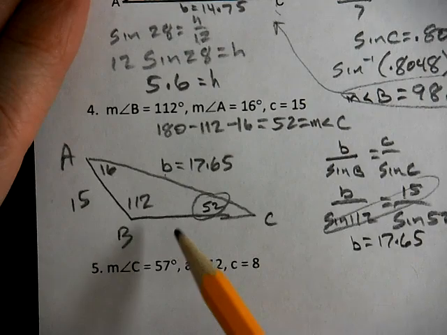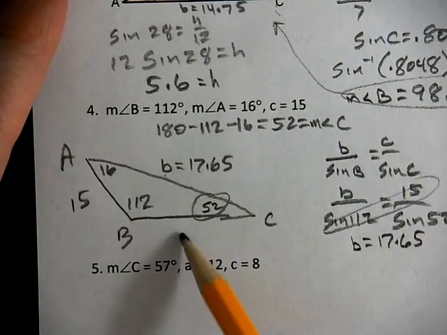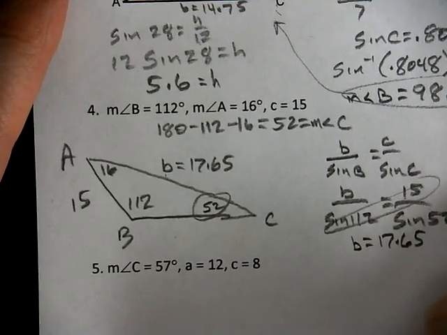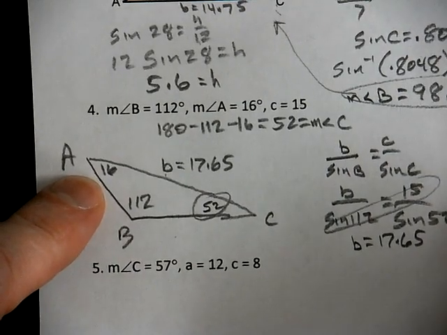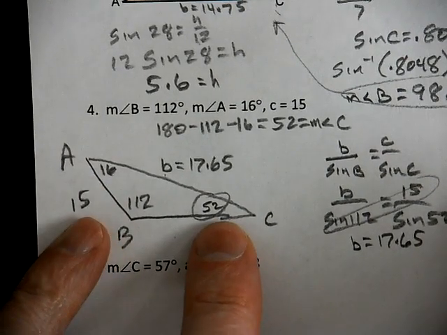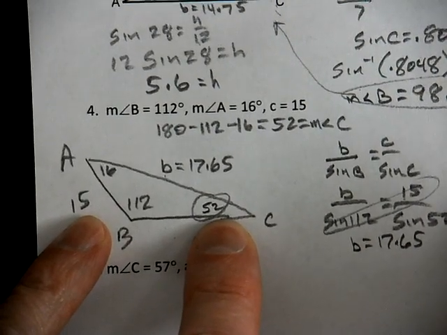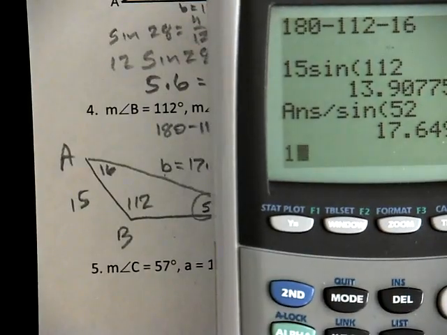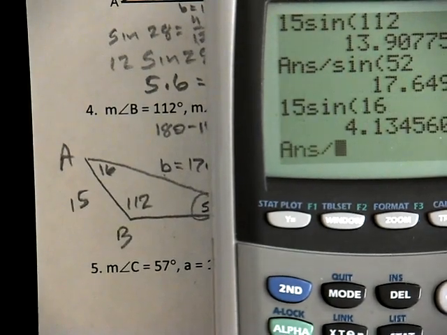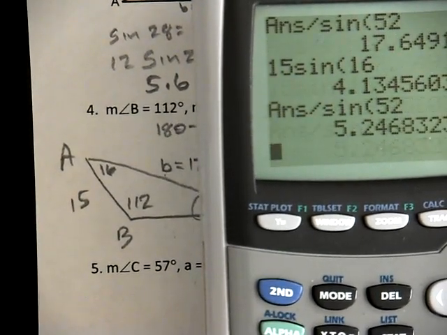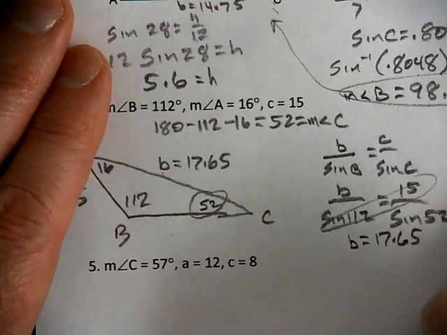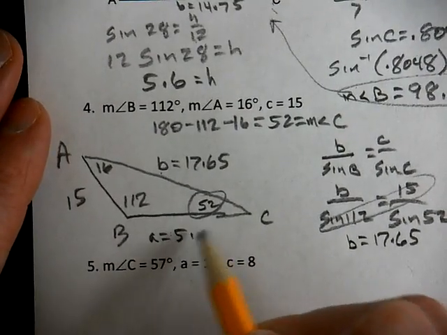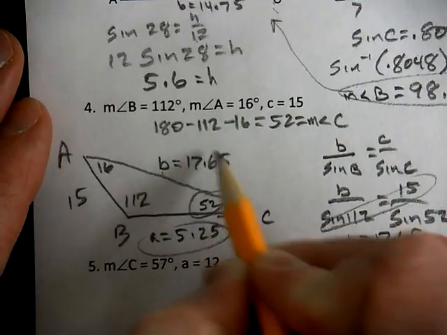So now we'll see if this one makes sense. We're going to calculate the missing side, so side A. So side A over the sine of 16, that's a smaller angle, equals the 15 and the sine of 52 that we started with. So 15 sine of 16 divided by the sine of 52 gives us 5.25. A equals 5.25. So we calculated these.